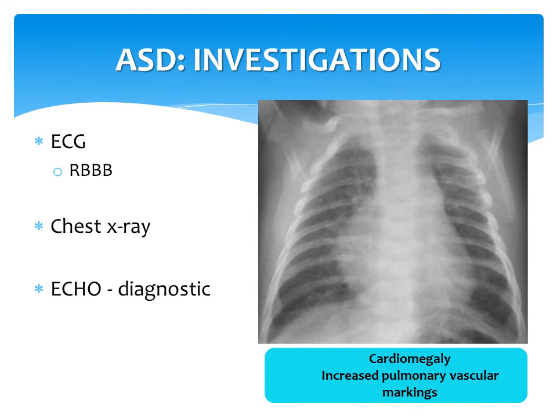In small ASD, the ECG and chest X-ray are normal. In large ASD, the ECG may have evidence of right bundle branch block. Chest X-ray may have cardiomegaly with increased pulmonary vascular markings. Echocardiogram is the diagnostic tool to demonstrate the presence of the ASD and its size.